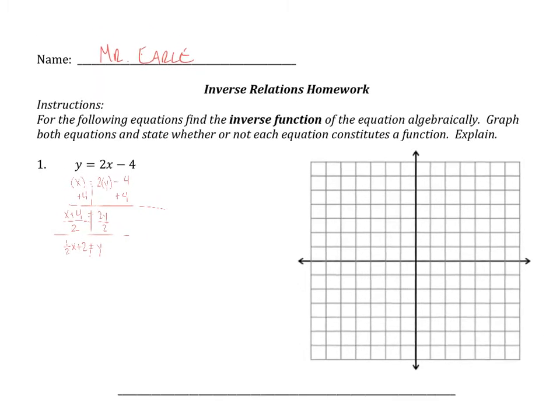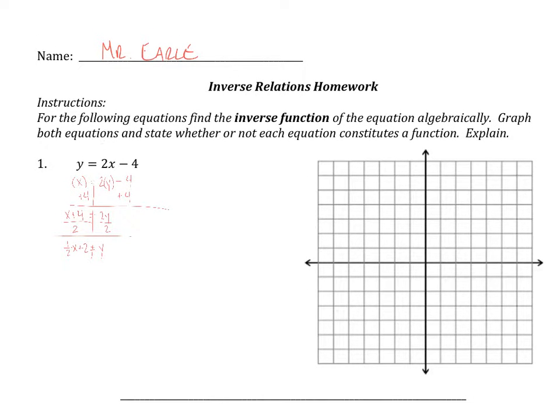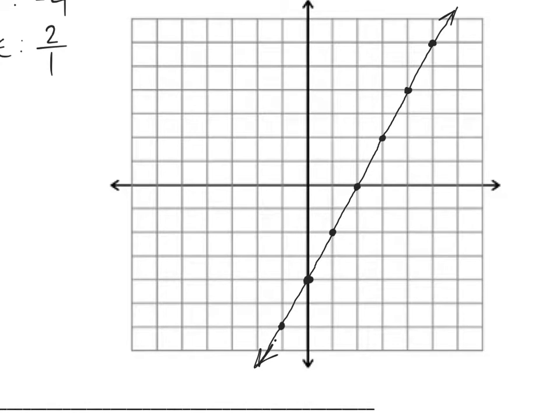The next thing we have to do is graph both equations. So for our first equation, I'm going to graph this one in black just to distinguish between the two. Our y-intercept is -4, and our slope is 2/1. So I'm going to graph that over here. So there's our first line, y equals 2x minus 4.